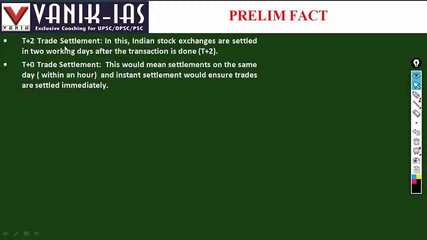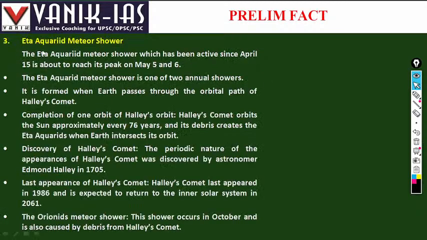The T+2 trade settlement in India: Indian stock exchange trades are settled in 2 working days after the transaction is done, T+2. T+0 trade settlement would mean settlement on the same day within an hour, and instant settlement would ensure trades are settled immediately.